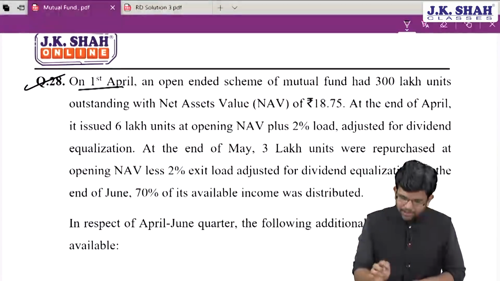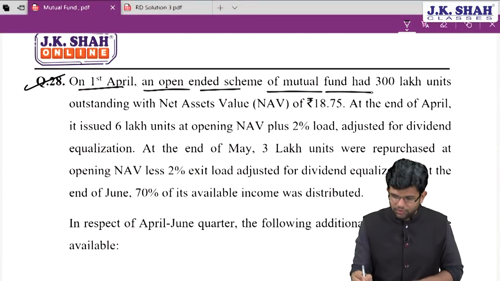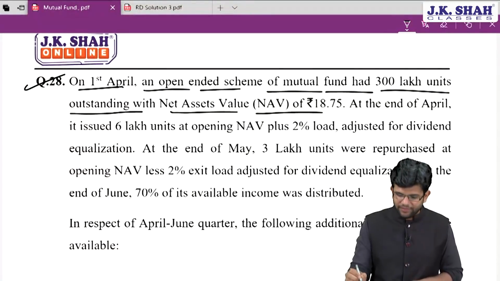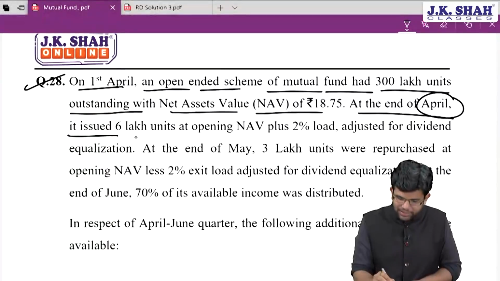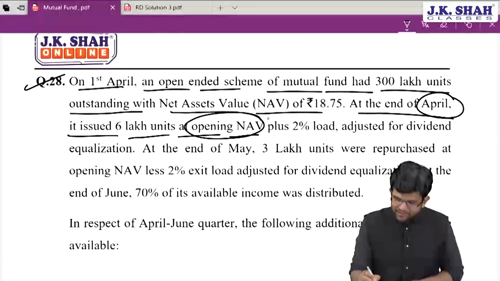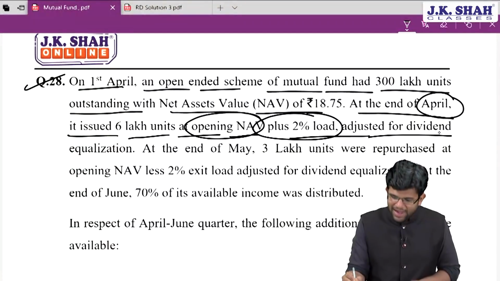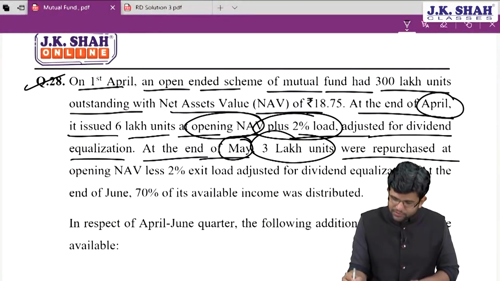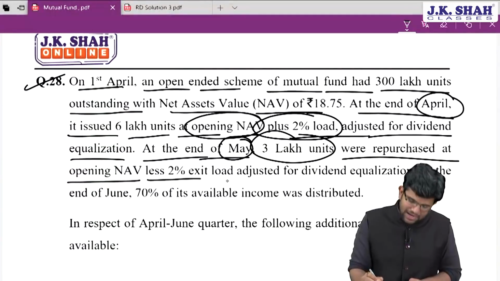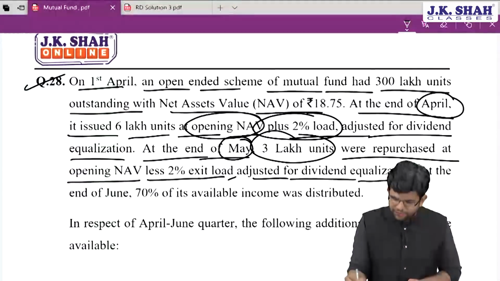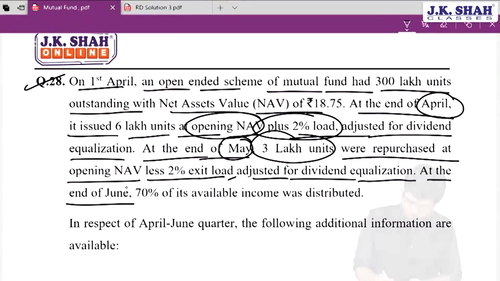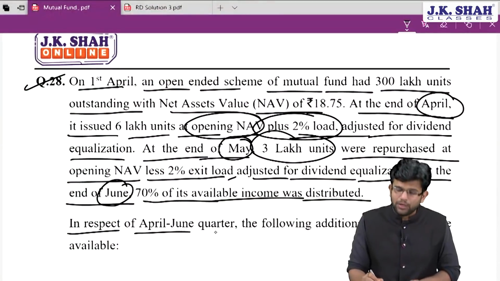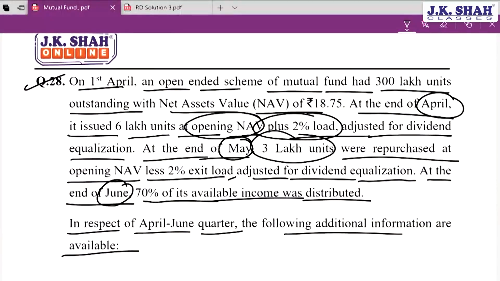On 1st April, an open-ended scheme of mutual fund had 300 lakh units outstanding with an NAV of 18.75. Note the date, end of April, it issued 6 lakh units at opening NAV plus a 2% load adjusted for dividend equalization. At the end of May, 3 lakh units were repurchased at opening NAV less 2% exit load adjusted for dividend equalization. At the end of June, 70% of its available income was distributed. In respect of April to June quarter, the following additional information is available.